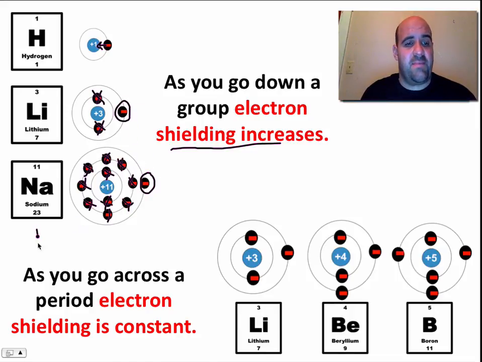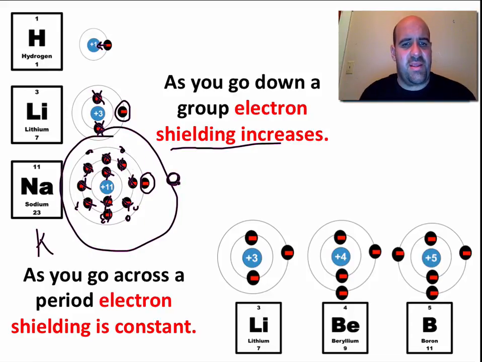And if we drew this for potassium, this energy level would be full, or it actually wouldn't be full, it would have 8 electrons in there, and you'd have another ring here. Then this lone electron for potassium would be repulsed by 18 electrons that are in between it and the nucleus. So electron shielding is going to increase as you go down.